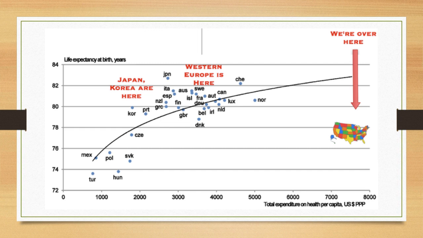We mentioned that our average lifespan in the United States is about 77 years old, and you can compare that with the fact that we spend on average $7,500 per American per year on healthcare. And this is where we would fit in on this chart.